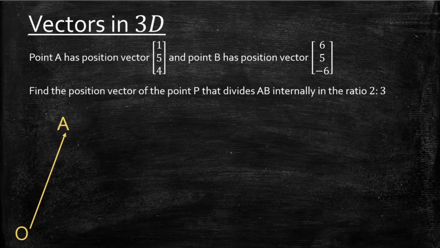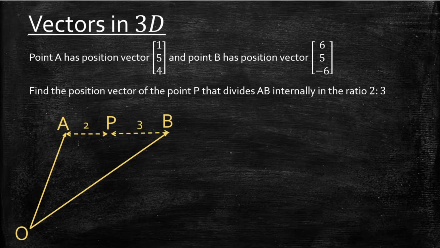So we've got vector OA, and we've got vector OB, and we want P to divide AB internally. If it's internally, it means it's in between at some point. Now, we know that it divides it internally in the ratio of 2 to 3. So 2 parts there and 3 parts there, making 5 parts in total. So we need to find out what that position vector OP is actually going to be.